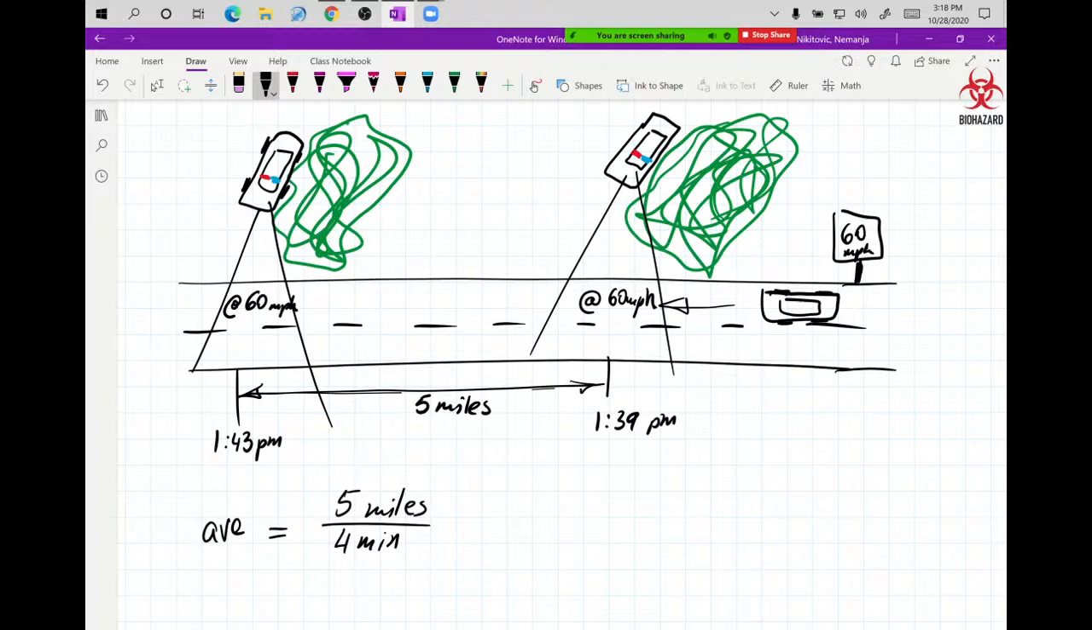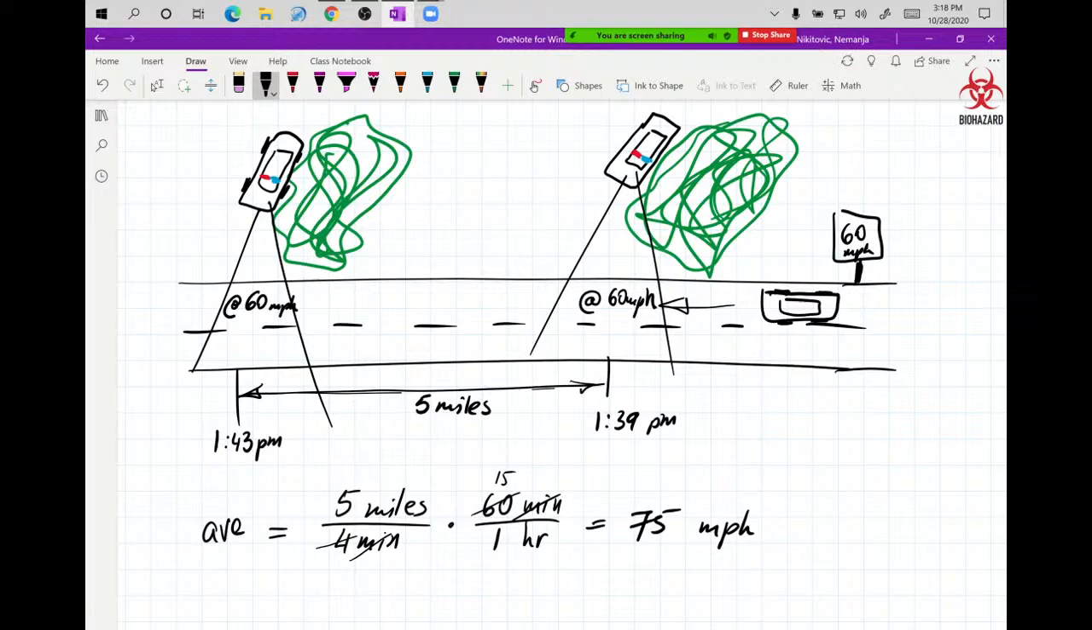Now, we convert those minutes into hours because we do not want minutes. When you cancel 4 and 60, you get 15. Cancel minutes and minutes. And you get 75 miles per hour.